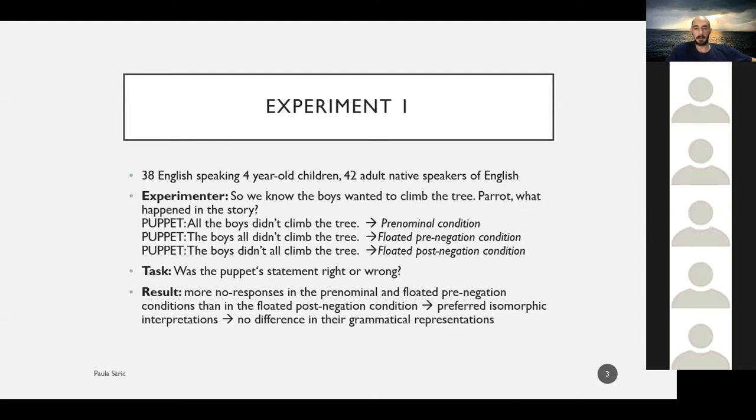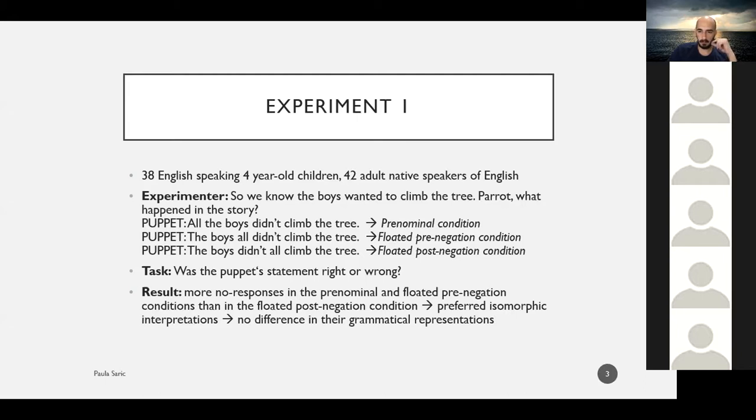And to remember, the no responses corresponded with isomorphic readings in the pre-nominal and the floated pre-negation conditions, while yes responses corresponded to the isomorphic reading in the floated post-negation condition. And the experiment illustrated that while holding the factors I already mentioned constant, we find that both adults and children display a preference for the isomorphic reading.